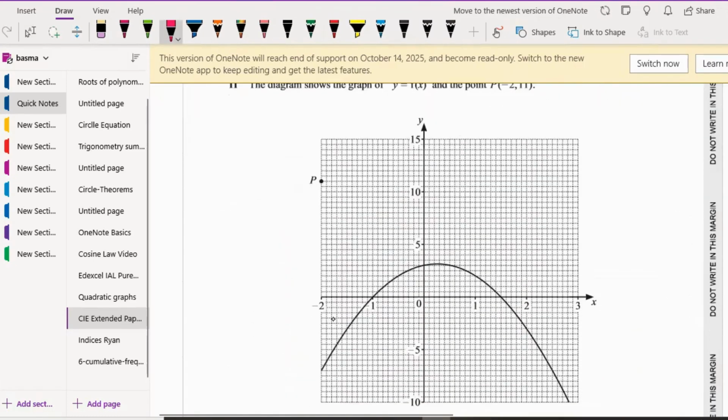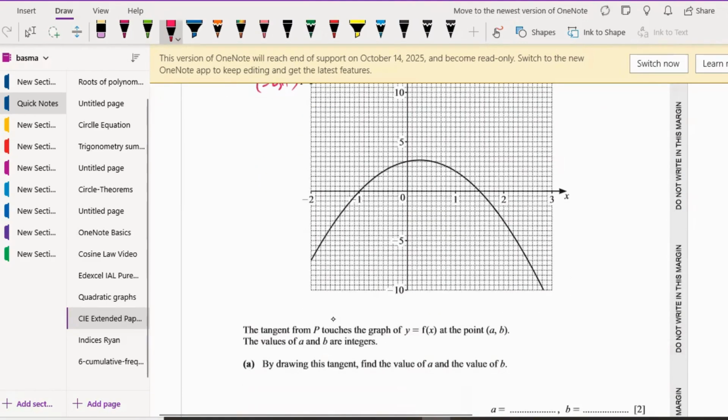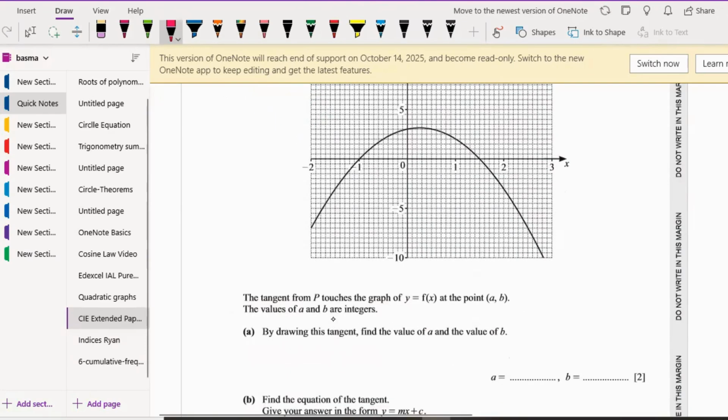Question 11. You have the diagram y equals f of x and the point P. The coordinates of P are already mentioned as -2 and 11. And there is a parabola on the graph. If we draw the tangent from the point P, a tangent is a line that touches the graph at one point. The tangent from P touches the graph y equals f of x at the point (a, b). The values of a and b are integers. By drawing this tangent, find the values of a and b.